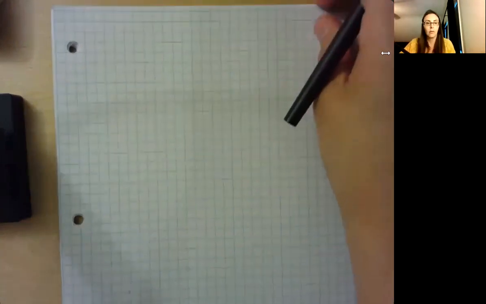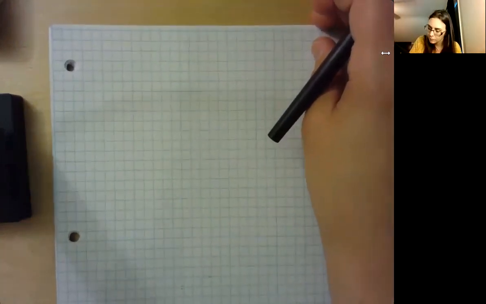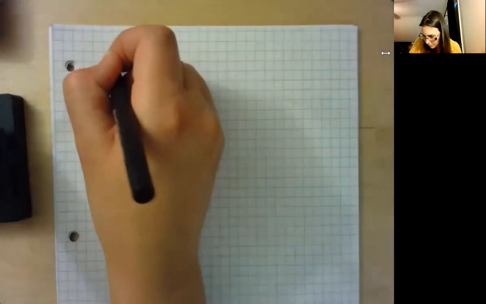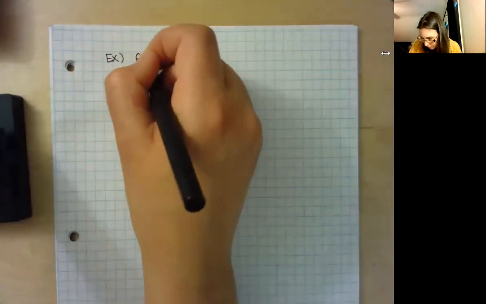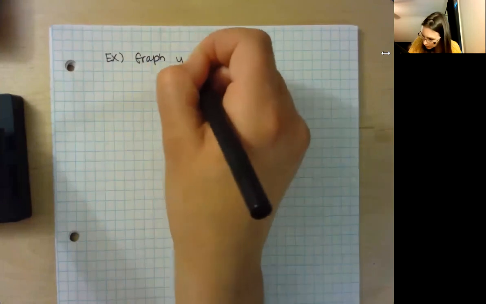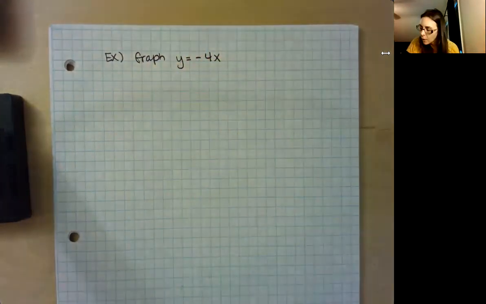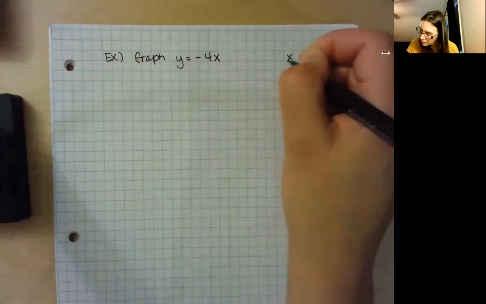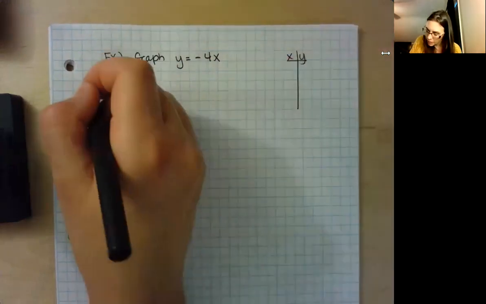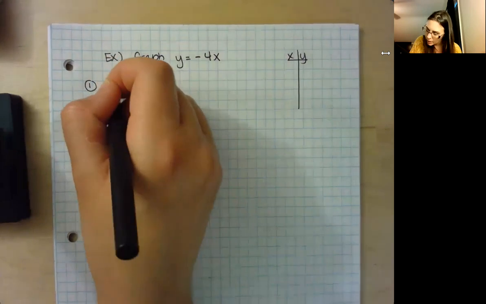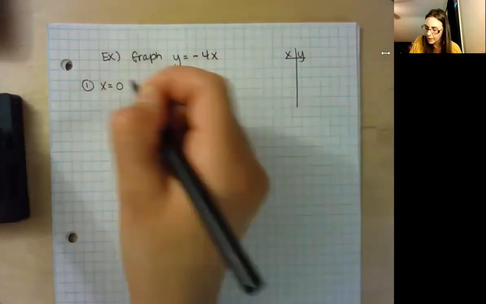I'm going to do one more example with you guys just to do a little bit more practice. So I'm going to graph y equals -4x here. And I'm just going to pick some values. So I'm going to start with x equals 0 and plug that in.